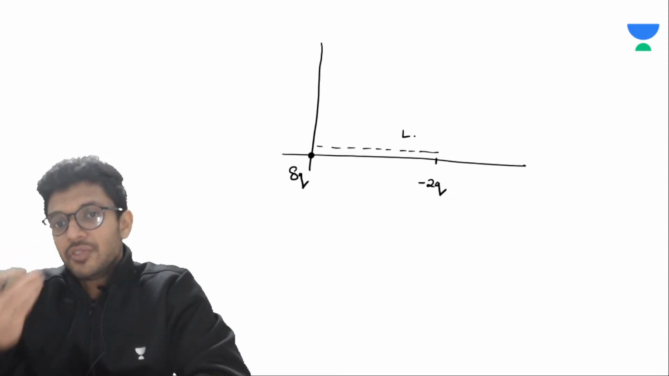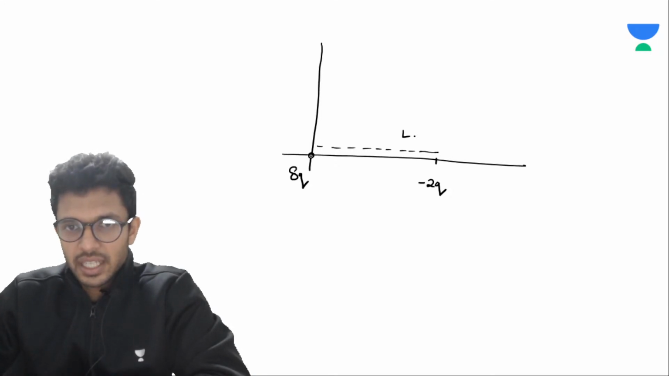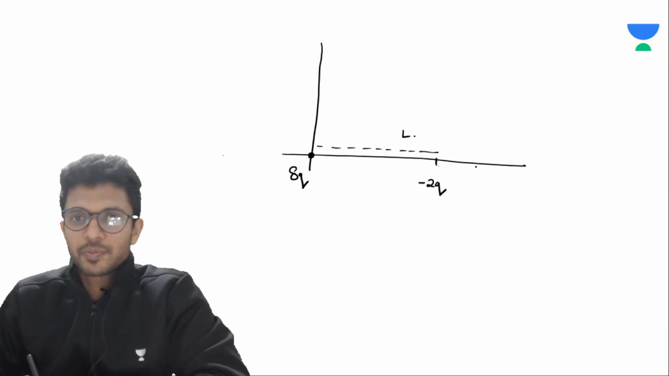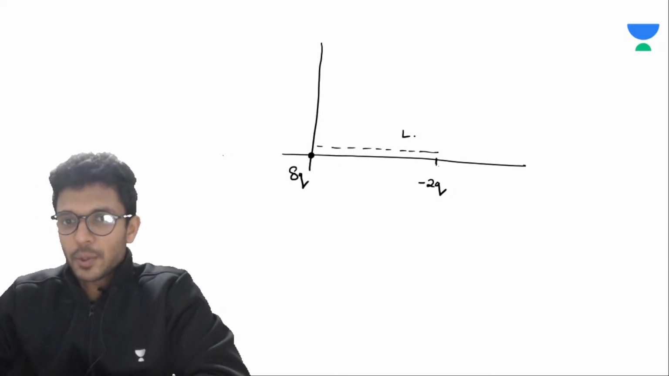Start checking at which region we can have the electric field as 0. We have 3 different regions: to the left of 8q, between 8q and minus 2q, and to the right of minus 2q. First, let us select at which region we can have the electric field as 0.